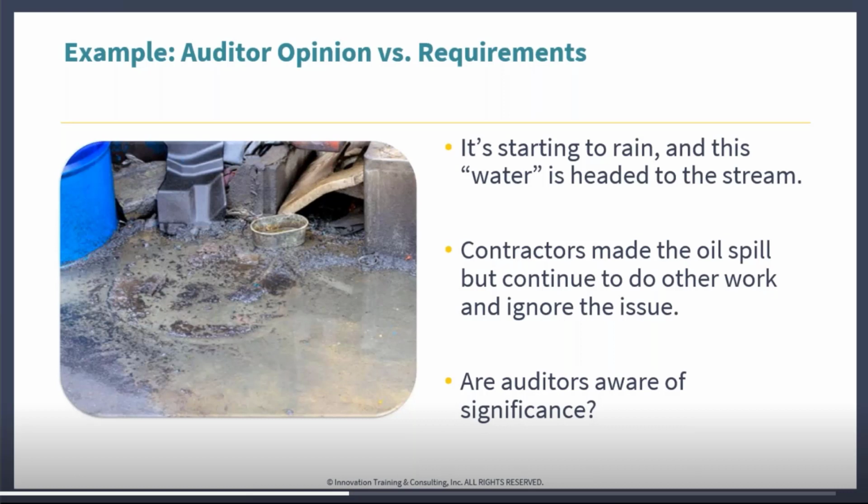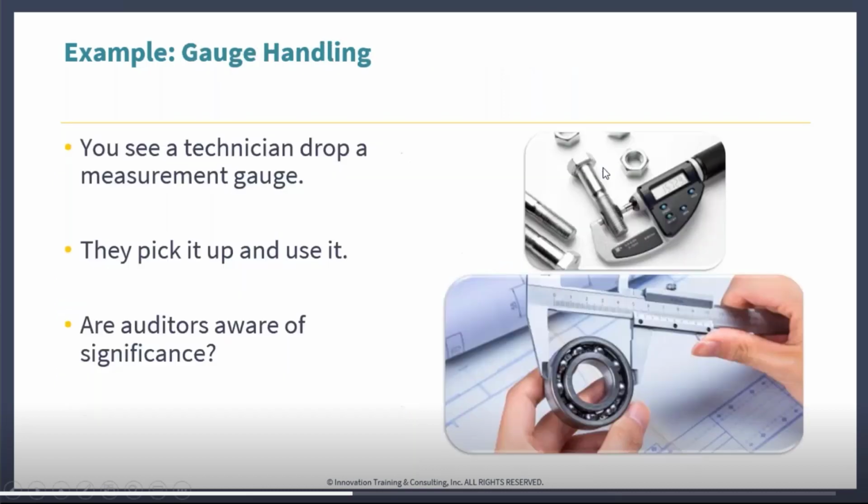If you're a quality person and you see someone dropping a measurement gauge or using it as a wrench or some other unsuitable action with it, and then they pick it up and still use it to measure product, you might faint, right?